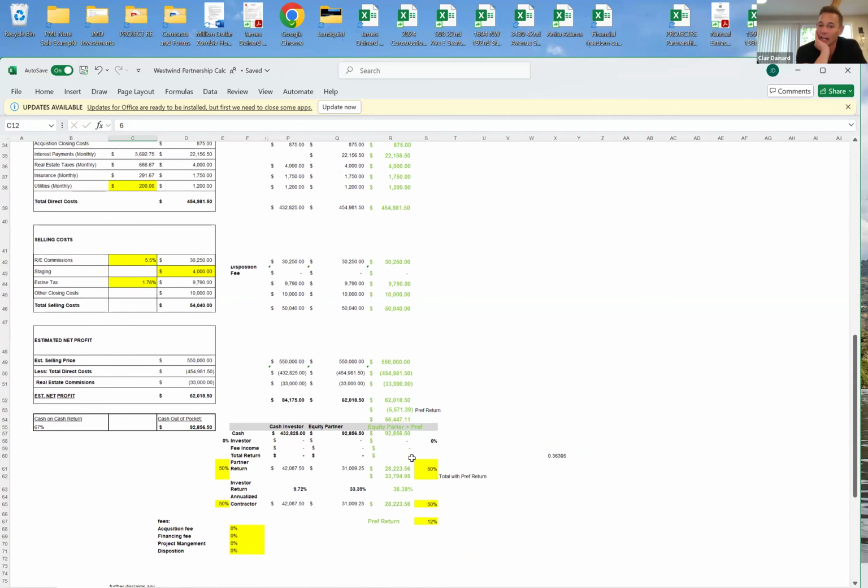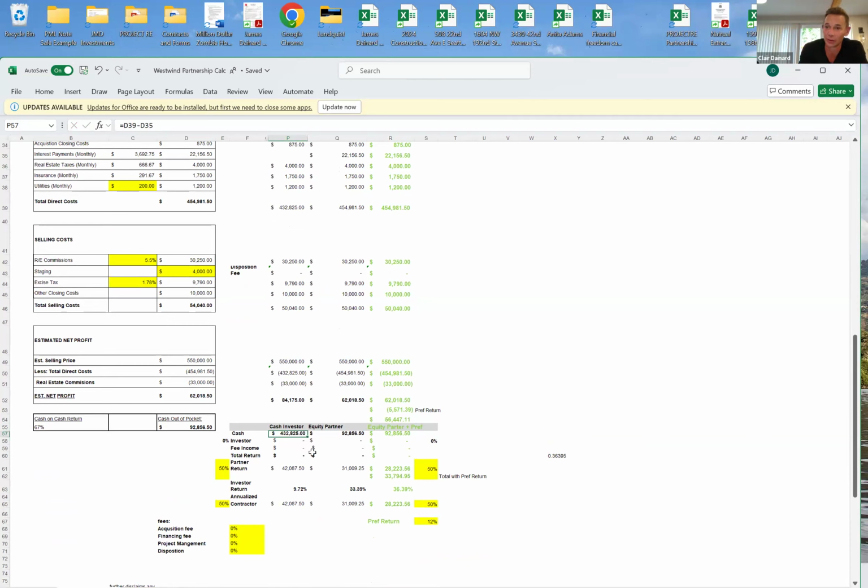Hey, investor, you're going to have to come up with $432,000 and you're going to make 42 grand. Sometimes people hear the 42 and they're like, oh, that's not that much money, right? It's 42 grand. But it's, hey, you're coming. That's why I always roll in the return too, because that's the real number that's important.